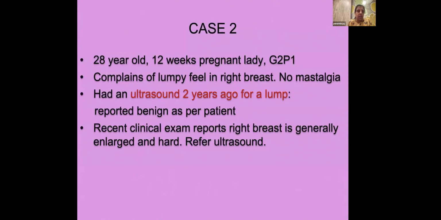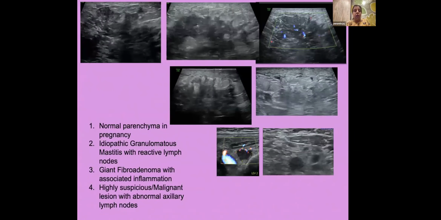So they can't really make out whether there's a discrete lump. It's just like a hardness of the breast, and that is what she has been referred for. Okay, so here are your images. I put multiple images. Look at each one of them, and this is your poll.